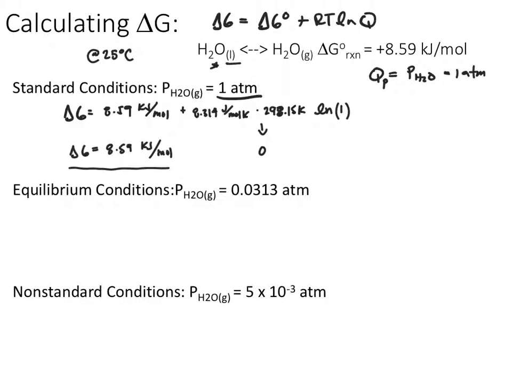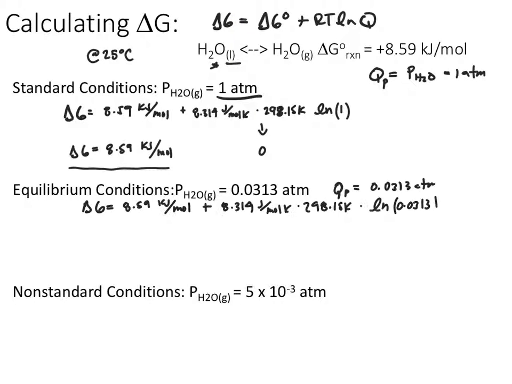So under standard conditions, this process that we're talking about up above is going to be non-spontaneous. Okay, and let's apply the same concept to equilibrium conditions. At equilibrium, the partial pressure of our H2O gas is going to be 0.0313 atm. Because of what we know about our Q relationship, QP for this particular process is going to be equal to 0.0313 atm. And we can subsequently plug this into the equation that we've been discussing.